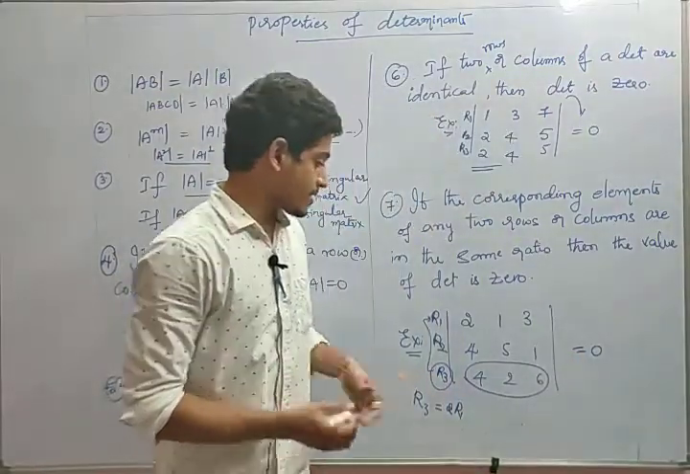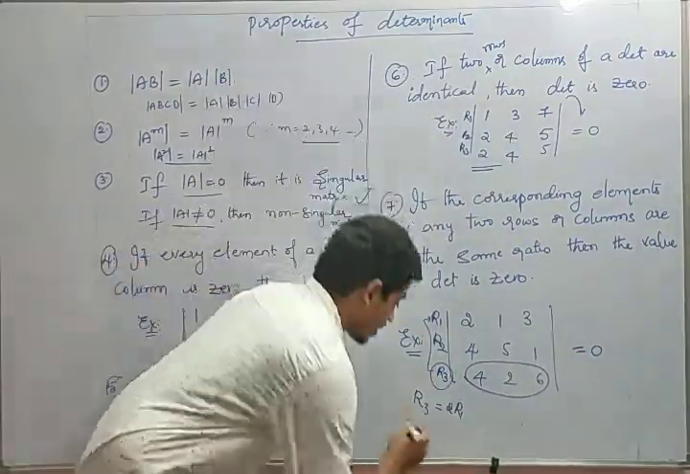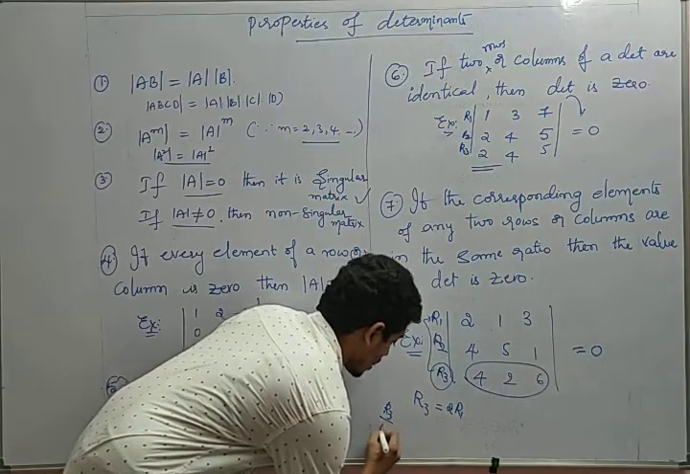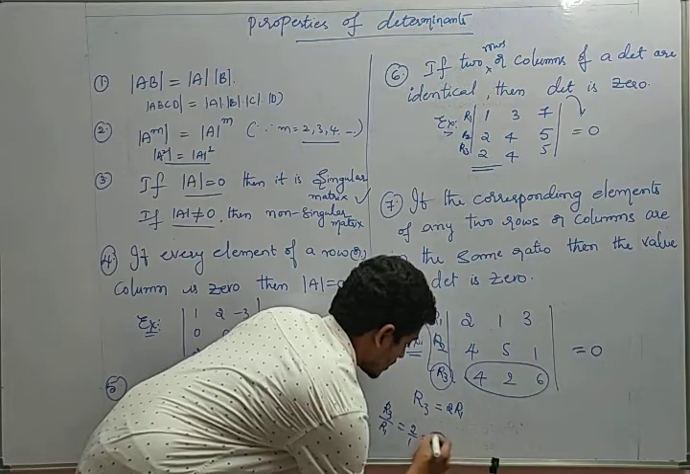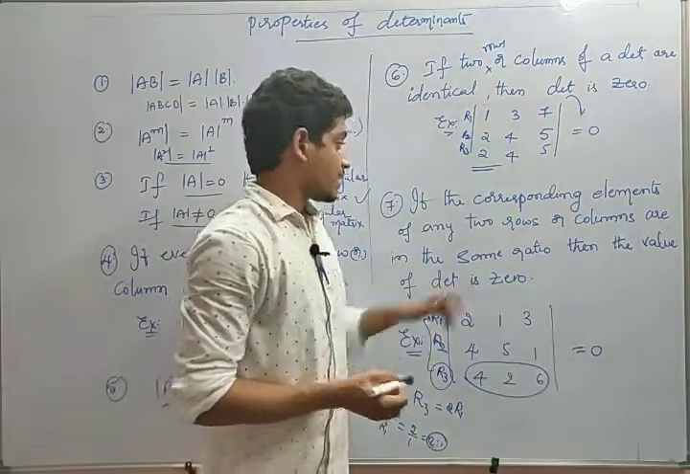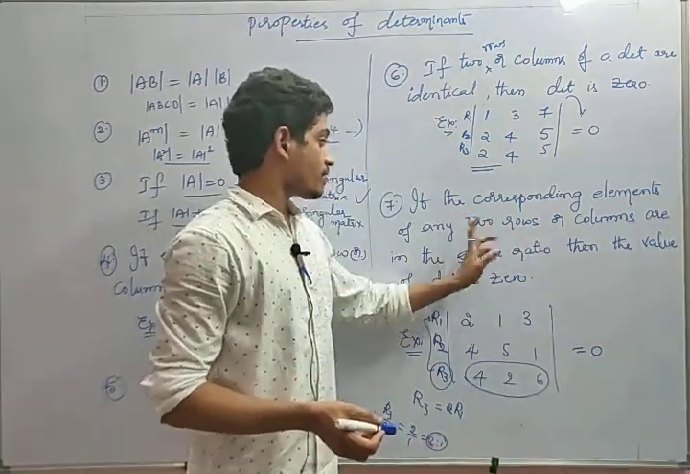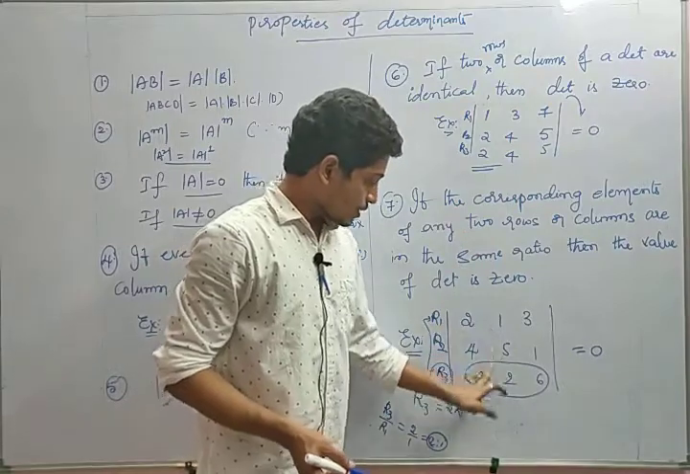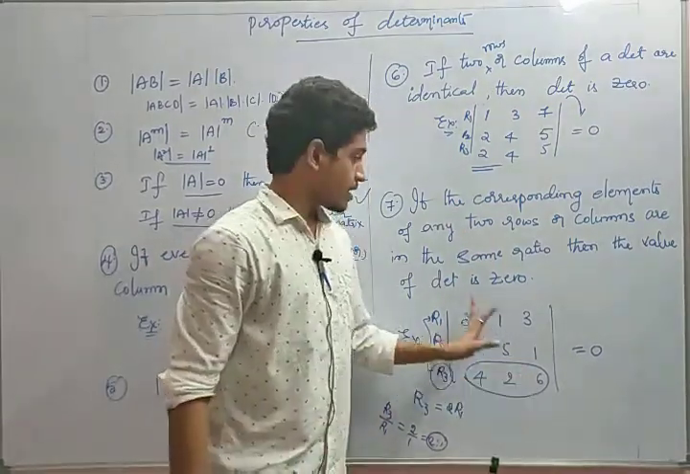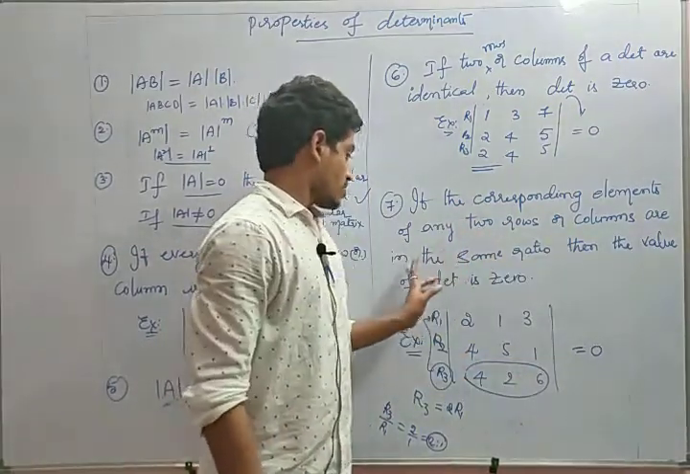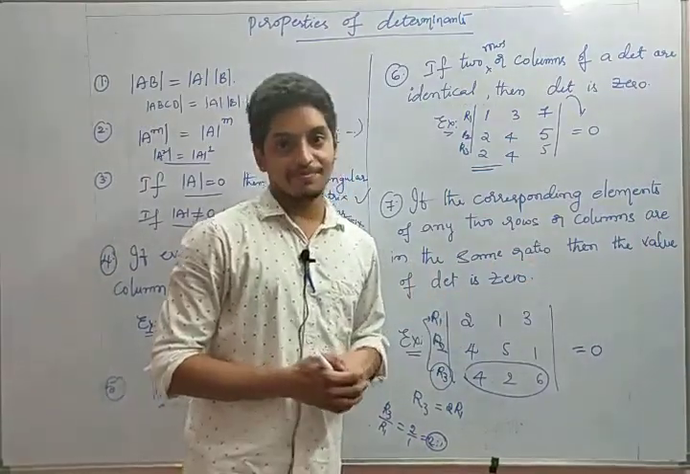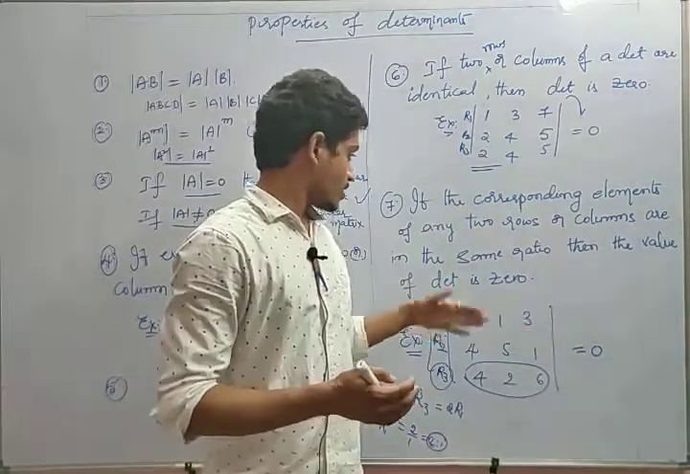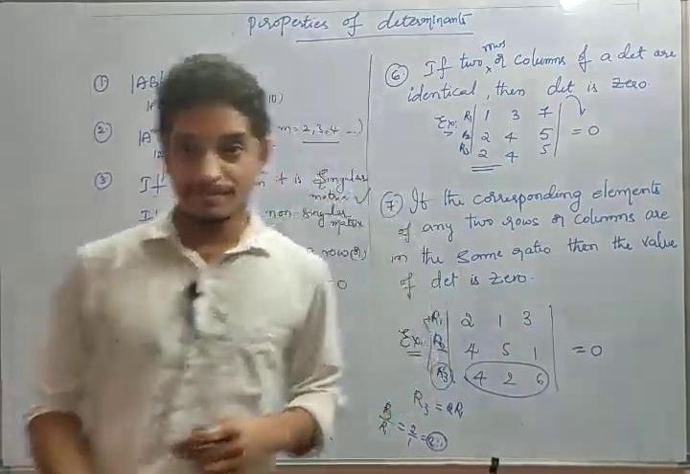So in these cases, there is a ratio between R3 and R1, that is nothing but R3 is to R1, how much? 2 is to 1. So there is a ratio between 2 rows, and that's what he is saying. If the corresponding elements of any 2 rows, 2 into 2, 1 into 2, 3 into 2, 6, right, 2 rows or columns are in the same ratio, then the value of the determinant is 0. Fine. These are the main properties, and there are also other properties we will see now.